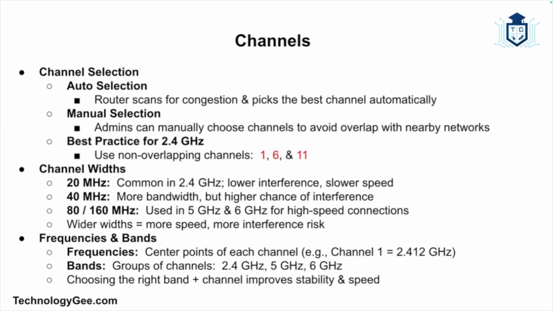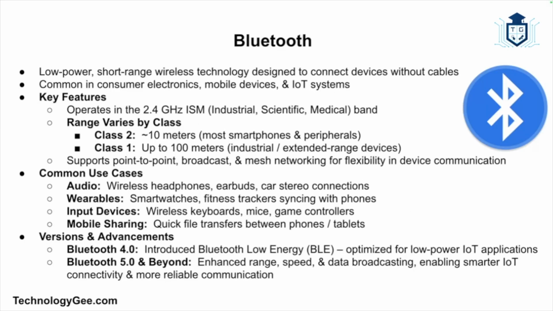Now, frequencies, these represent the center point of each channel. So as an example, channel 1 on the 2.4 gigahertz frequency, its center point will be 2.412 gigahertz. Then when it comes to the bands, these are groups of channels, so 2.4, 5 gigahertz, and 6 gigahertz. Essentially, selecting the right band and channel based on your environment can make a big difference in your overall performance. All right, so let's go ahead and talk about Bluetooth real quick.